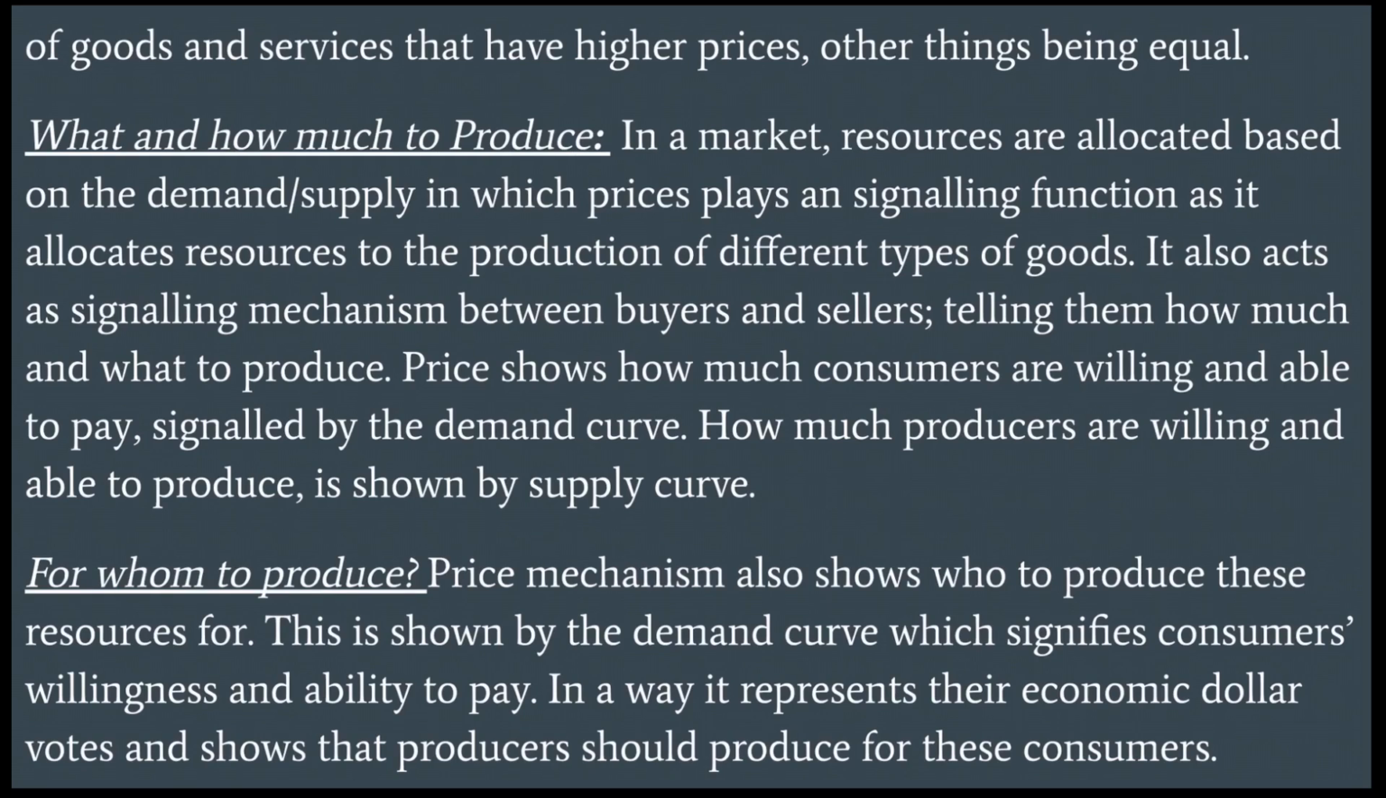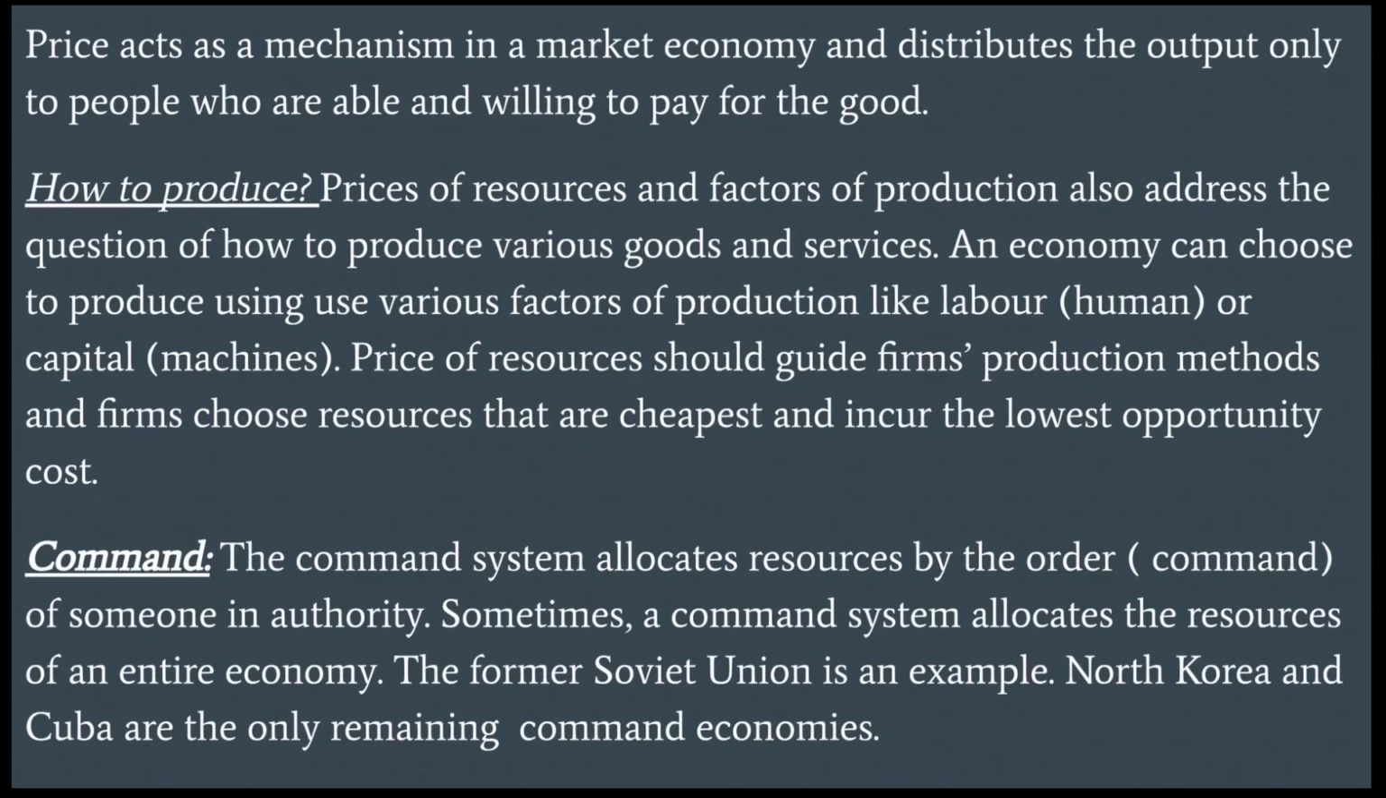For whom to produce? The price mechanism also shows what to produce these resources for. This is shown by the demand curve, which signifies consumers' willingness and ability to pay. In a way, it represents the economic dollar votes and shows the producers who they should produce for. Price acts as a mechanism in a market economy and distributes the output only to people who are able and willing to pay for the good.